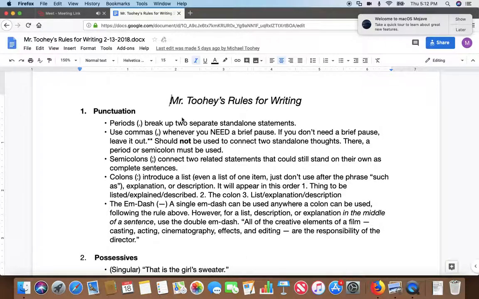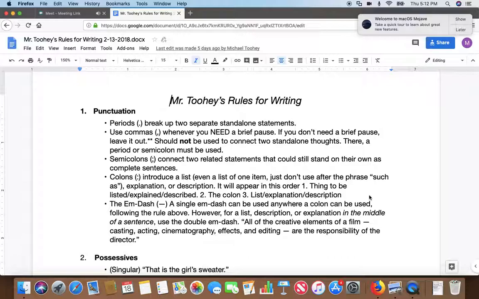The use of the colon will always appear in this order. The thing to be listed, explained, or described first, then the colon, and then lastly the list, explanation, or description. If it's in that order, you can use it. You've got proper use of the colon. If it's not in that order, something is off, it's not proper use of the colon. We're going to see lots of examples of proper use of the colon on these practice tests. Any questions about the colon? No? Okay.